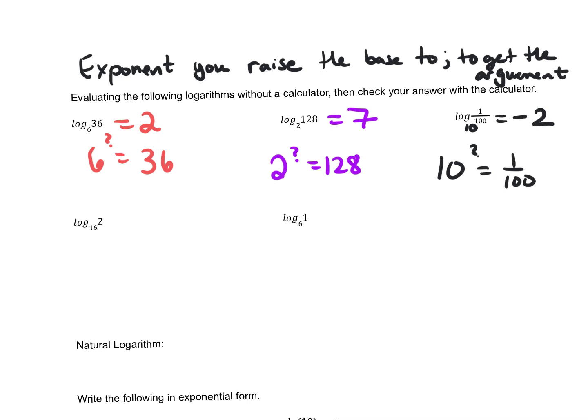Same thing for this one. This one says 16 to what power is 2? We need it to get smaller, so it has to be a fractional exponent. We know the square root of 16 is 4, so the fourth root of 16 is 2. So log base 16 of 2 is 1/4 or 0.25.